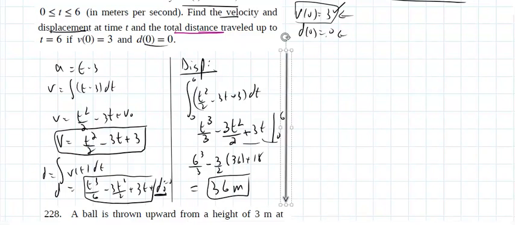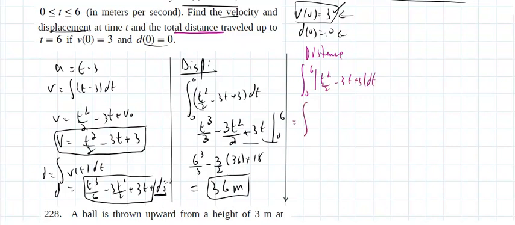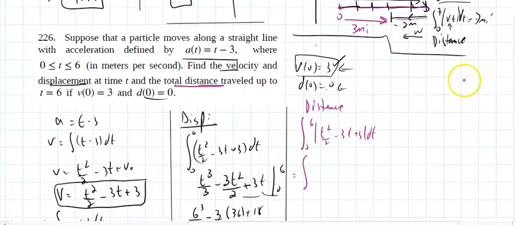When I want to find distance, I'm going to integrate from 0 to 6 the absolute value of t squared over 2 minus 3t plus 3 dt. To be able to work this out, I need to figure out where t squared over 2 minus 3t plus 3 equals 0. That's when t squared minus 6t plus 6 equals 0.